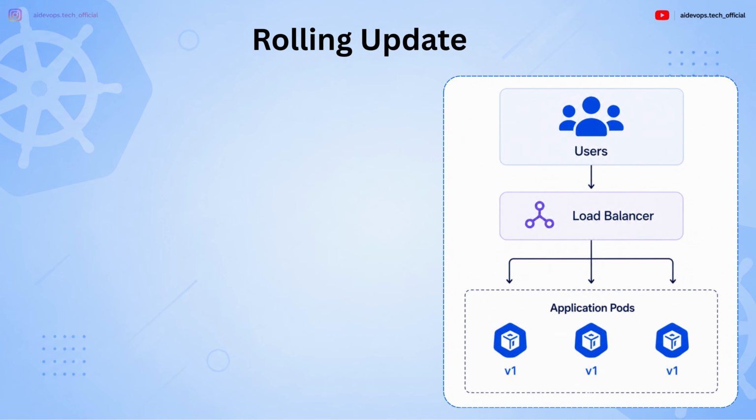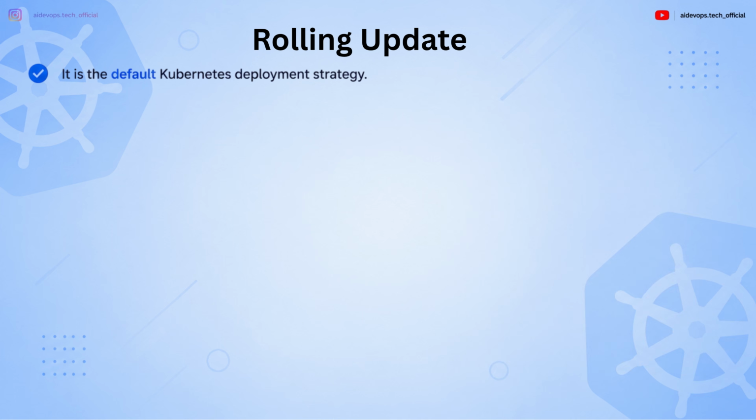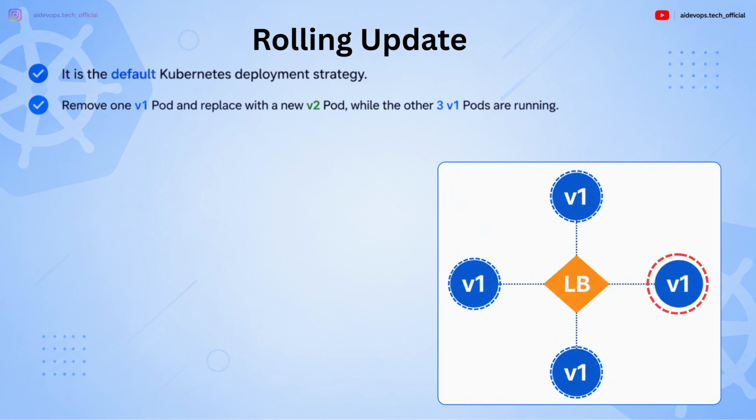So first we have a rolling update. Now rolling update is the default Kubernetes deployment strategy. So if you don't specify the strategy in the YAML file, Kubernetes automatically uses a rolling update. So let's say your application is running with 4 pods and all are using version v1. So whenever you apply the rolling update deployment strategy, Kubernetes first removes one v1 pod and replaces it with a v2 pod, while the other 3 pods keep running.